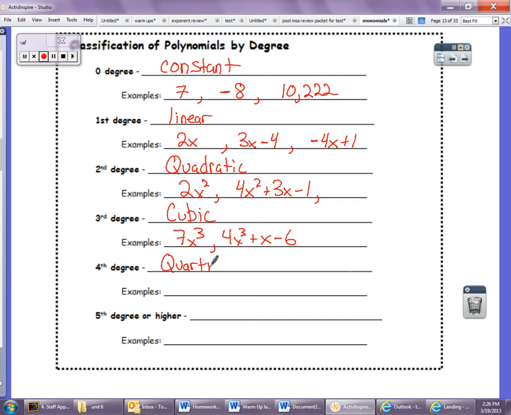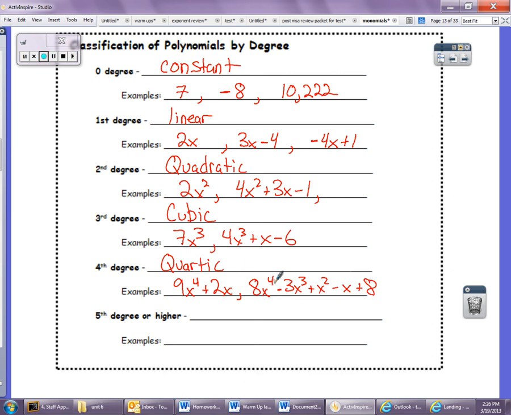Quartic. A fourth degree just has the value of the exponent to the fourth. So 9x to the fourth plus 2x. Or we could have 8x to the fourth minus 3x to the third plus x squared minus x plus 8. Alright, highest degree is to the fourth, so it's called a quartic.